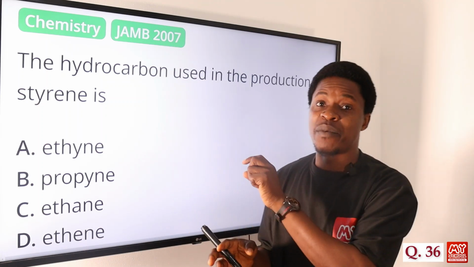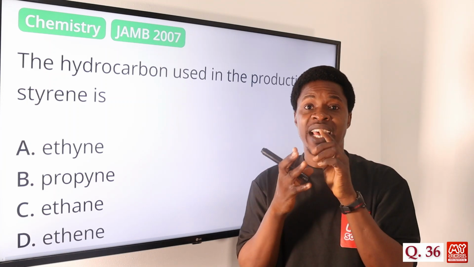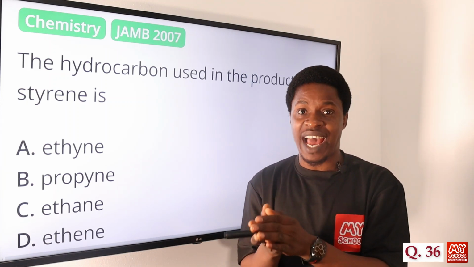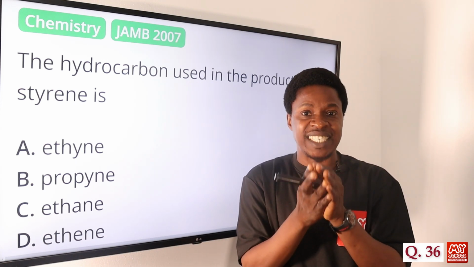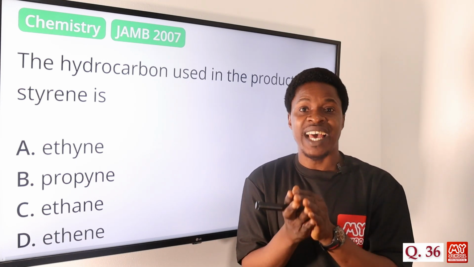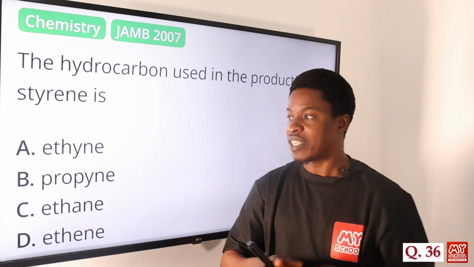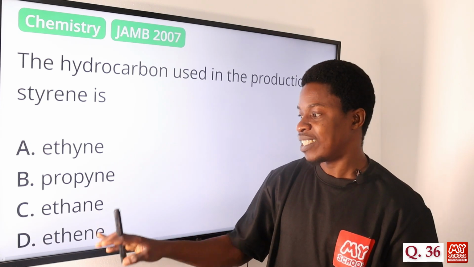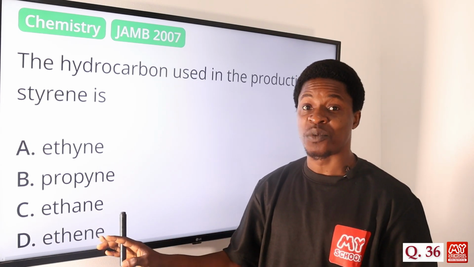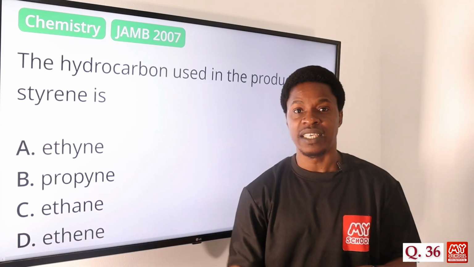So we are saying that styrene is obtained from ethyl benzene, and ethyl benzene is the formation of what? Reaction between ethene or ethylene and benzene to form that. So option A says ethyne, no. Propyne, no. Ethane, ethene. Ethene is the same thing as what? Ethylene. So the correct answer is option D.